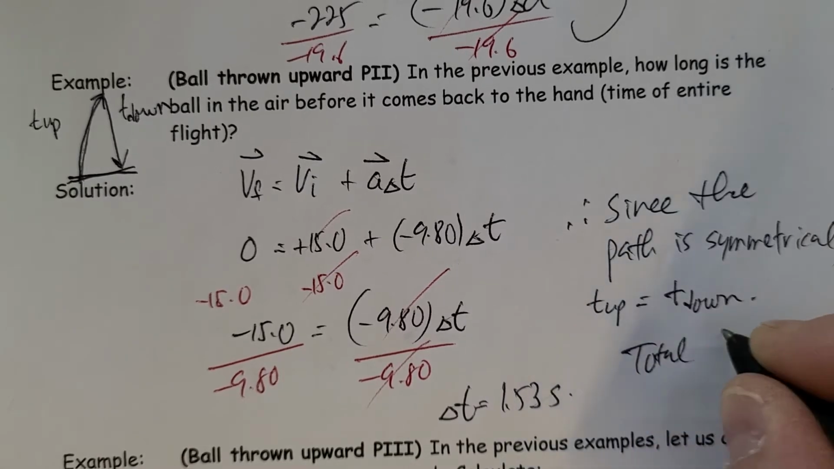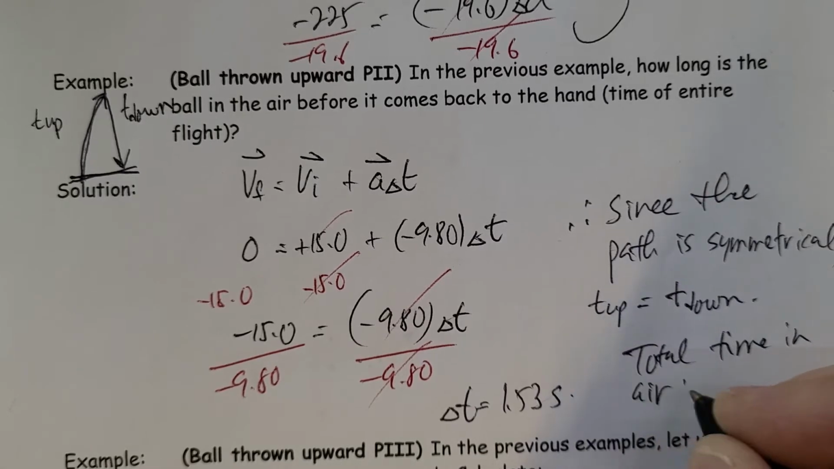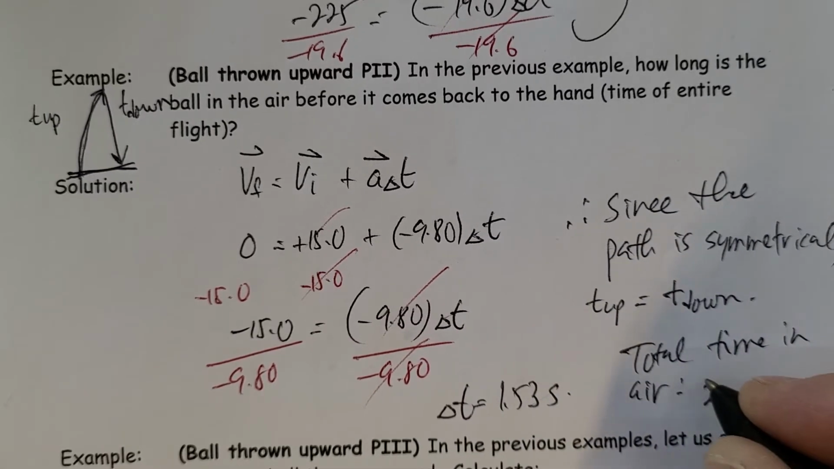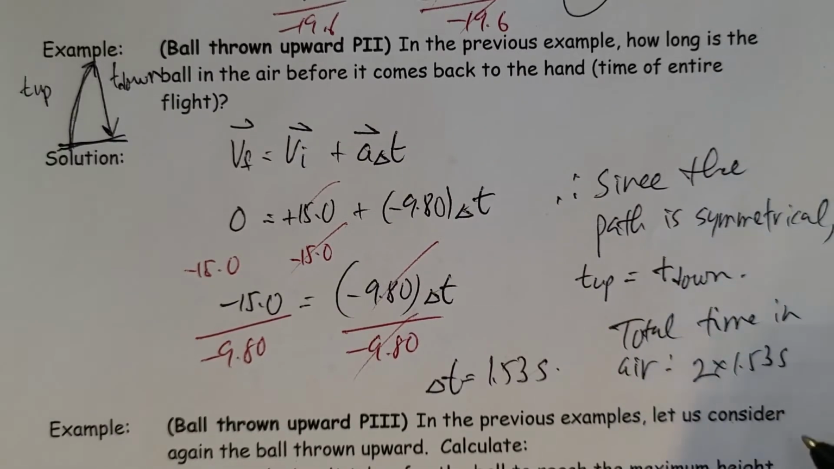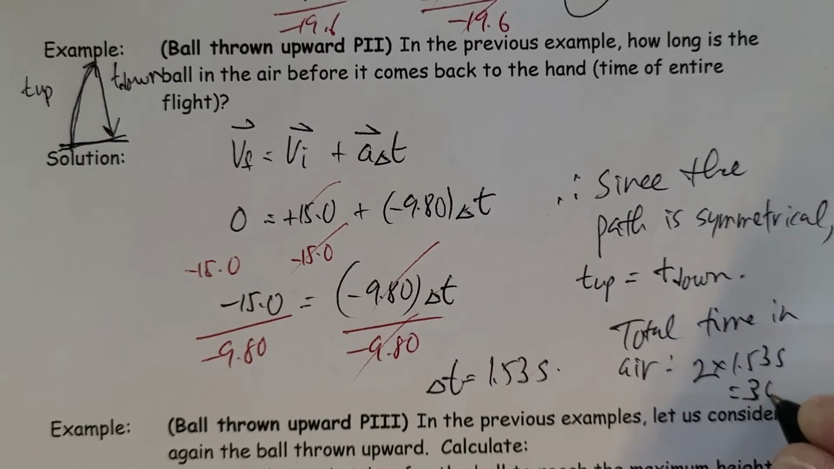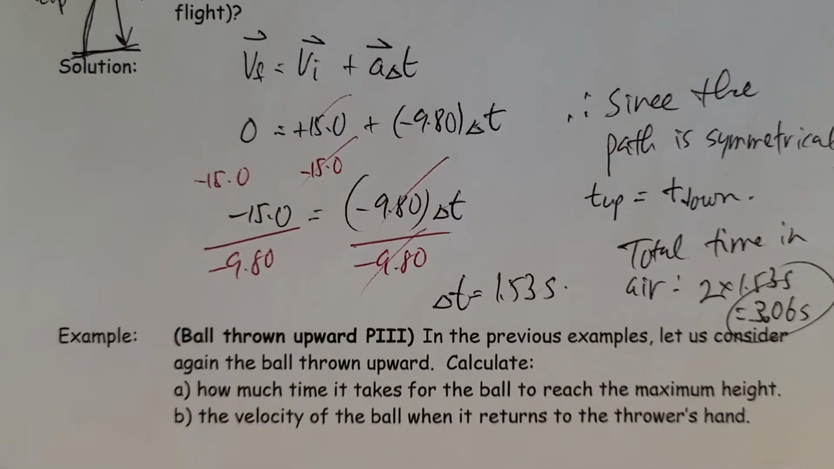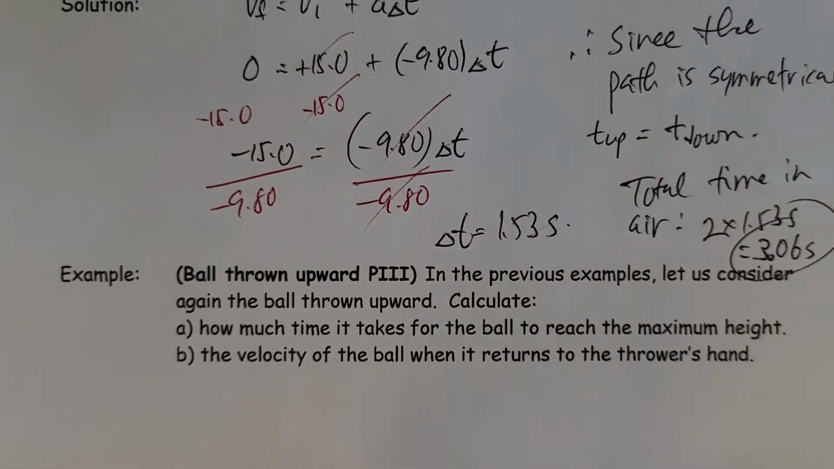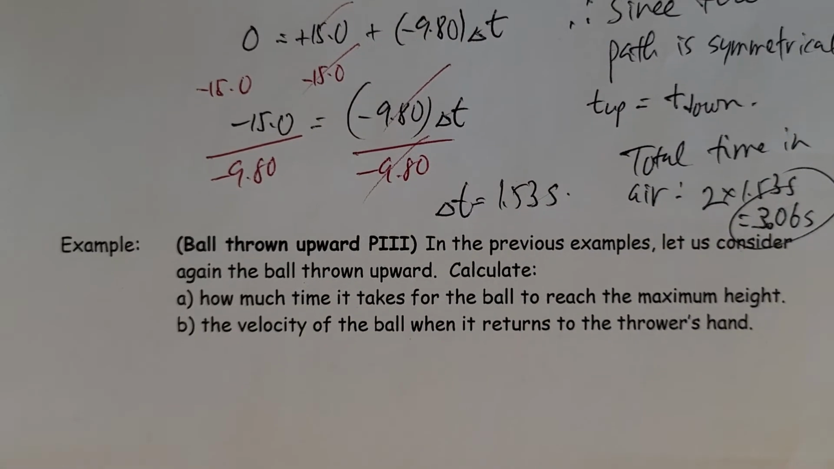Therefore, total time in air is simply 2 times 1.53 seconds, and that's going to give me 3.06 seconds. There we go. 1001, 1002, 1003. That seems reasonable.